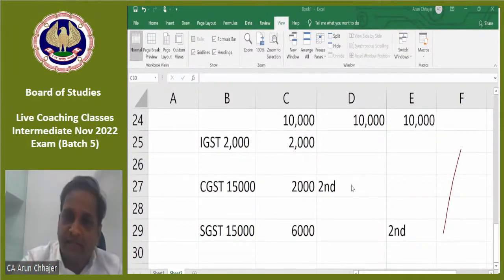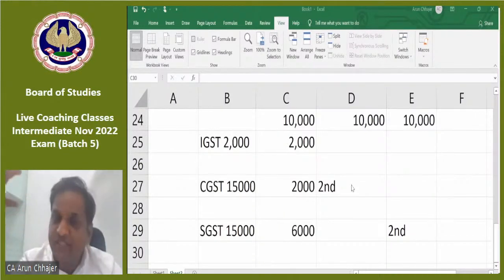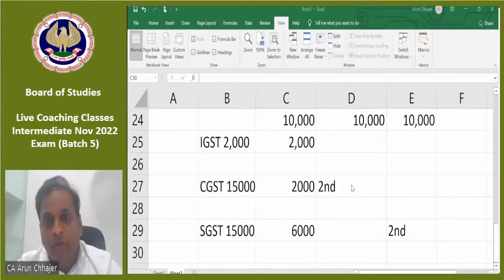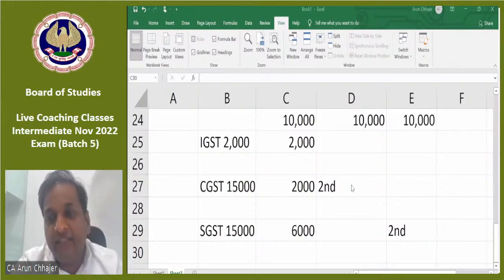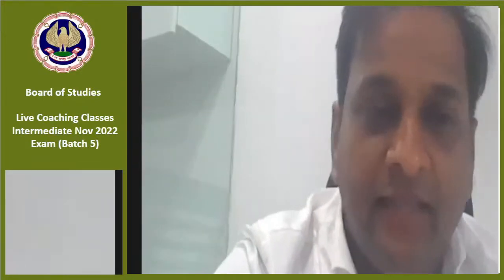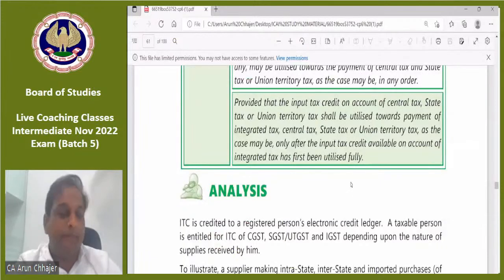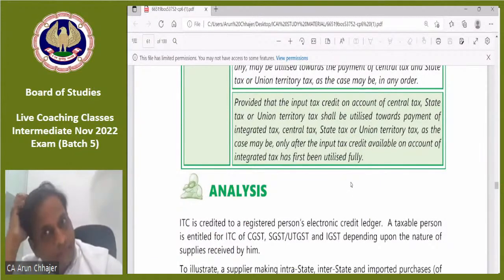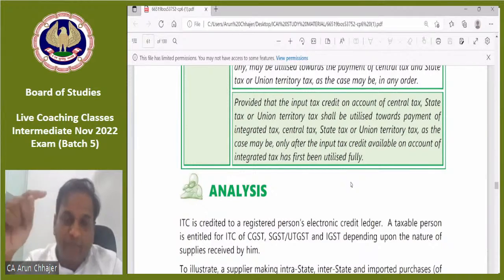If there is a shortage, you have to pay from cash. If there is no sufficient ITC, it means you have to pay from your bank account. If there is a shortage after utilizing the ITC, then pay the amount in cash. What is the problem? Pay the amount in cash. Kindly confirm. Is it clear?